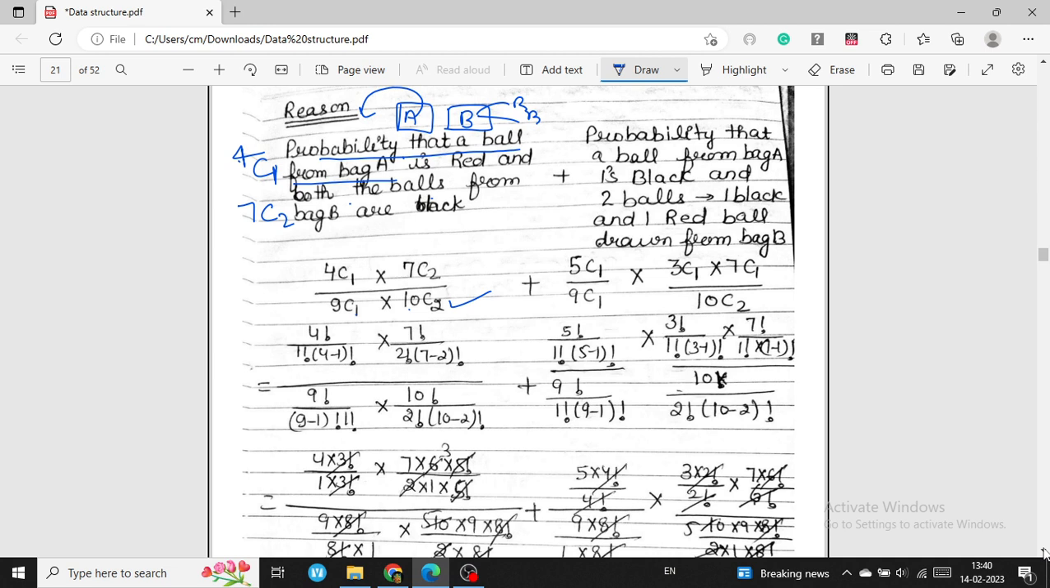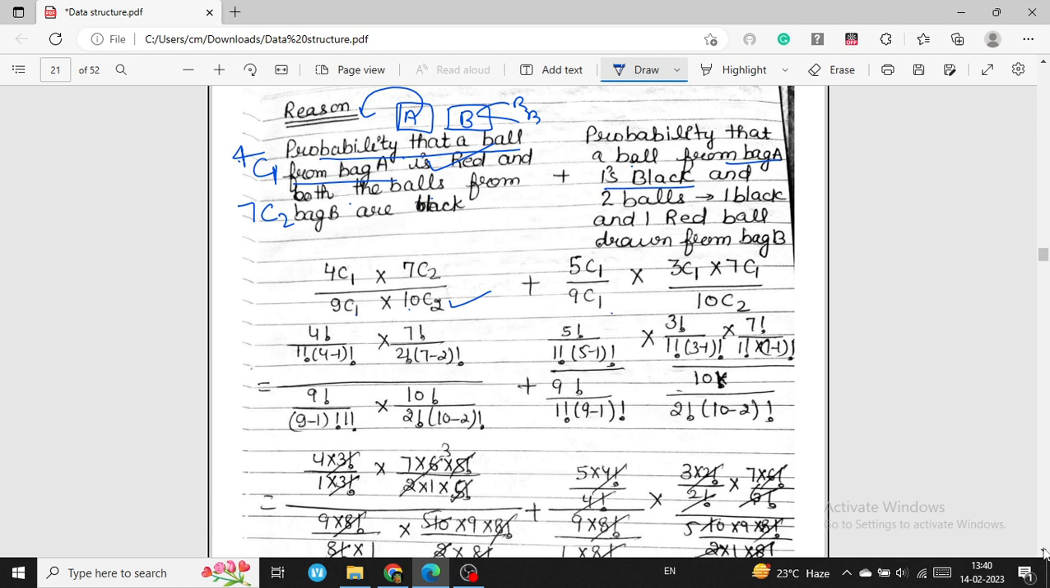And plus the probability of a ball drawn from bag A. The bag is fixed, that is, we have to take one ball from a bag. We can take only one ball, and that should be either red or black. Here I am taking red, and here I am taking a black ball. So 5C1 over 9C1, multiply.